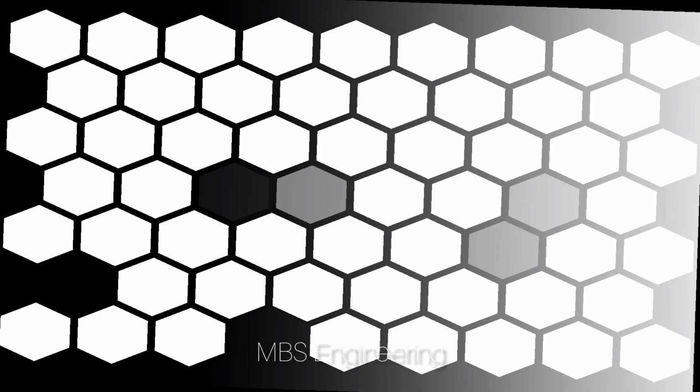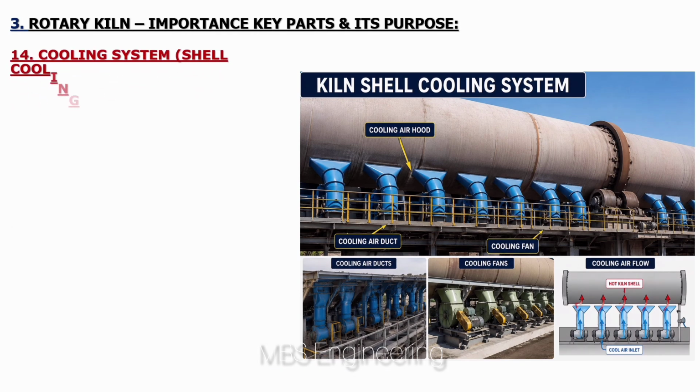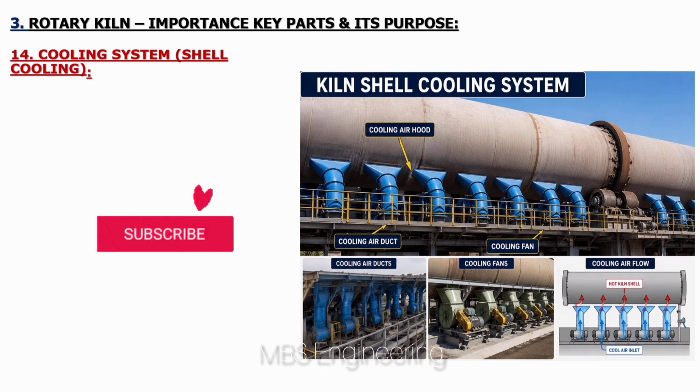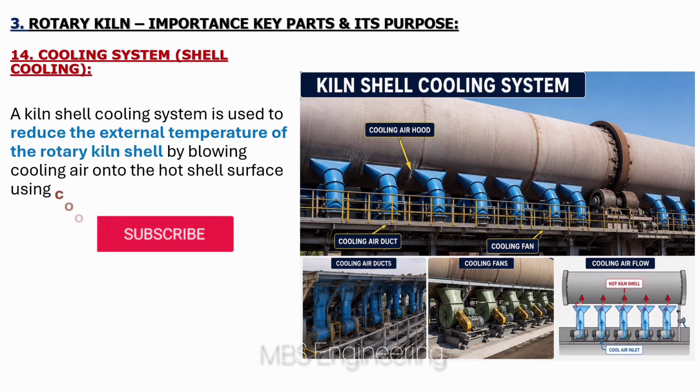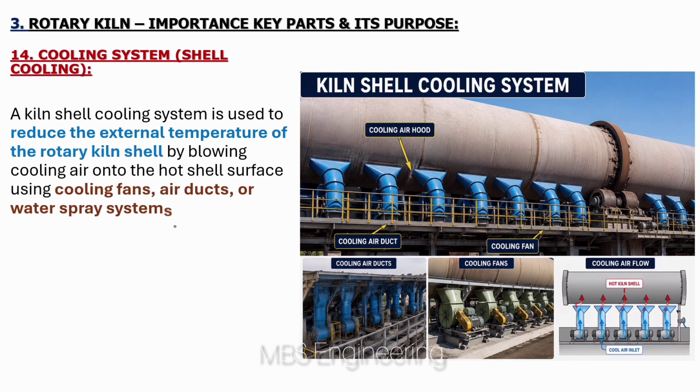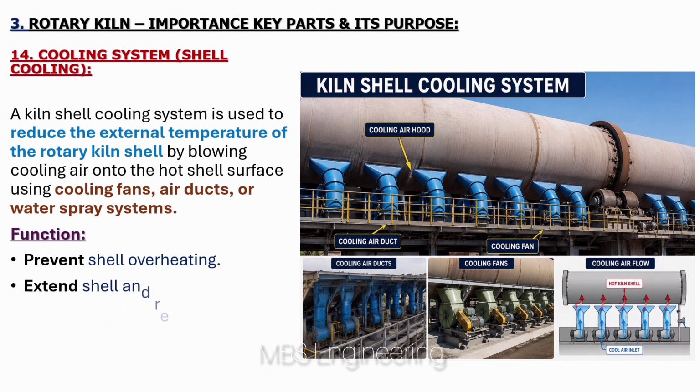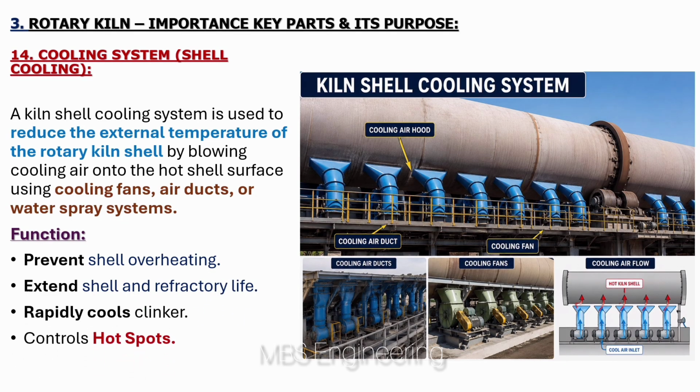The 14th important key part is the kiln shell cooling system. Please refer to the picture showing the kiln shell cooling system. A kiln shell cooling system is used to reduce the external temperature of the rotary kiln shell by blowing cooling air onto the hot shell surface using cooling fans, air ducts, or water spray systems. Function: prevent shell overheating, extend shell and refractory life, rapidly cools clinker, controls hot spots, prevents shell cracks and warping.